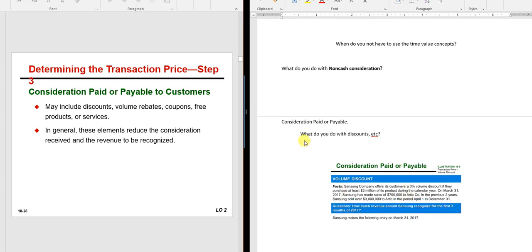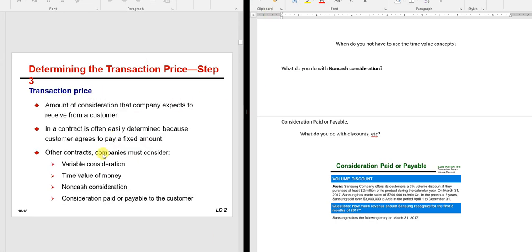Next one, consideration paid or payable. We're still in step 3, determining the transaction price. So we have, let me pause this. I wanted to come back to this one. So notice under step 3, determining the transaction price, we have variable consideration, the amount that varies if they do something or don't do something.